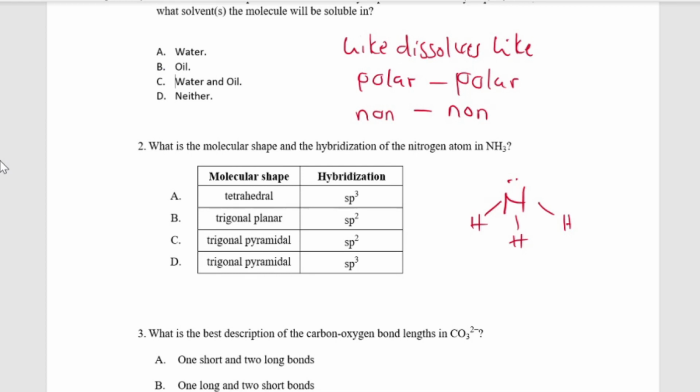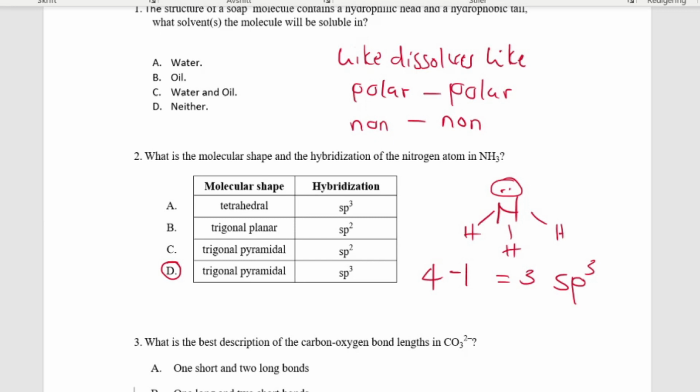So we have 1, 2, 3, 4 electron domains, and we have a lone pair, which will give us a trigonal pyramidal shape. To find the hybridization of nitrogen, we count the electron domains and then subtract 1. We have 4 electron domains, and 4 minus 1 gives us 3. So the nitrogen atom is sp3 hybridized. So our answer is D.